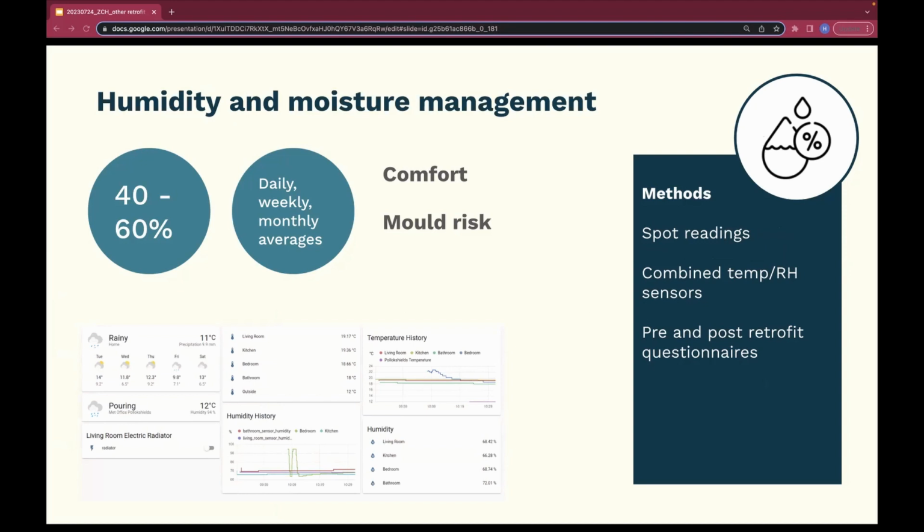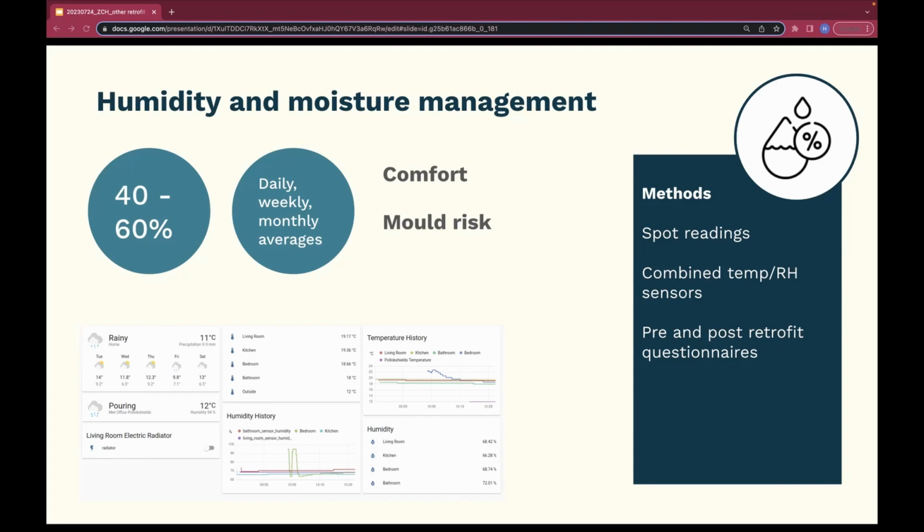So obviously we've got some generally accepted ranges for relative humidity, between 40 and 60%, but I think the key thing to say there is it's not really hard and fast. So sometimes up to 70% might be okay. Below 40% might be comfortable in a really cold period when the heating's on.